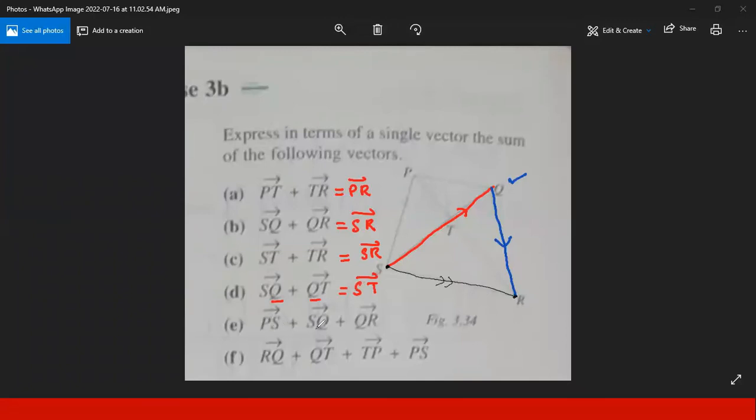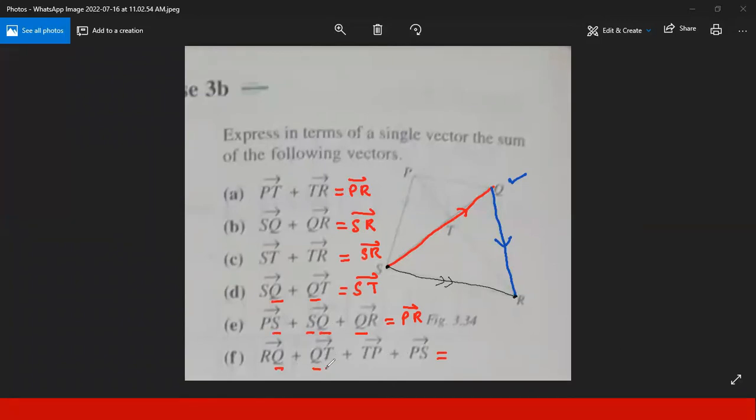Now you can see that the relationship between the first and the second vector is that the tail of the second vector is at the head of the first vector. The tail of the third vector is at the head of the second vector. So addition is possible, and the shortest path is PR. In the next part, RQ, QT, TP, PS.